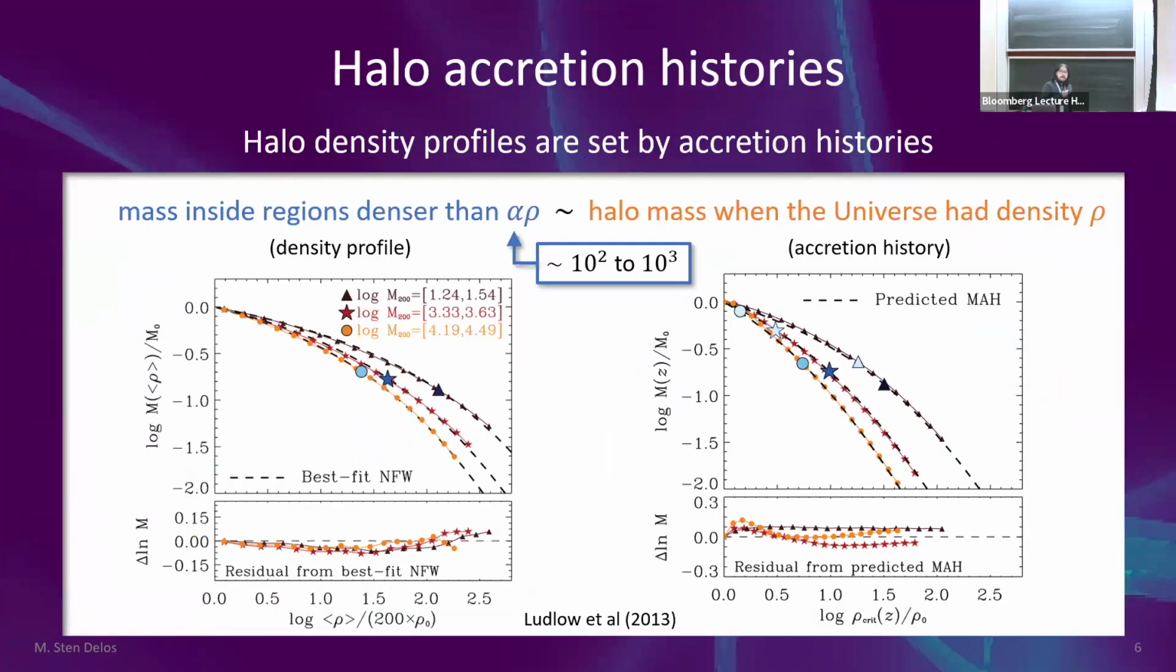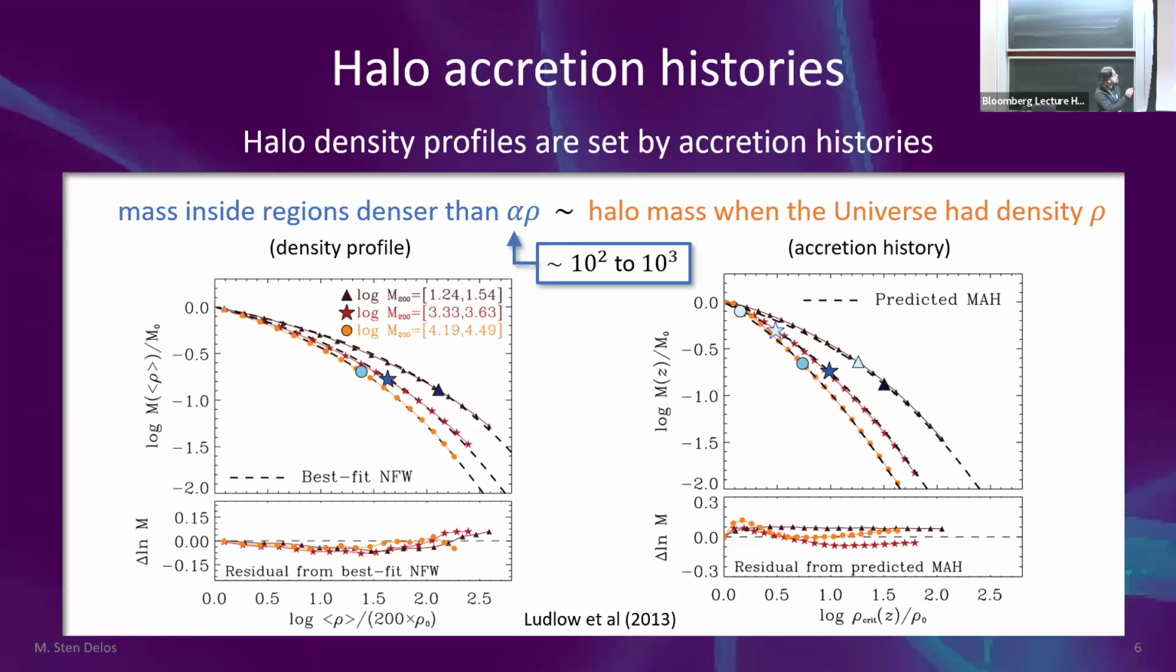Okay, but now, why do halos have the density profiles that they do? Well, it turns out that these density profiles could be mostly connected to their mass accretion history. So this is the plot version of what I talked about at the dynamics meeting. The way you can frame this is that the mass inside regions denser than some multiple of some density. This is a density profile shown in kind of a weird way. So mass as a function of density.